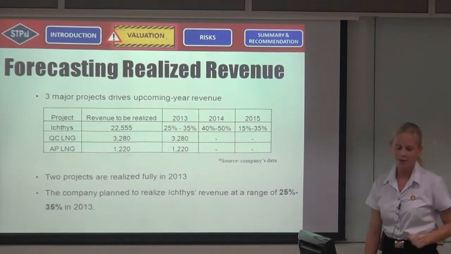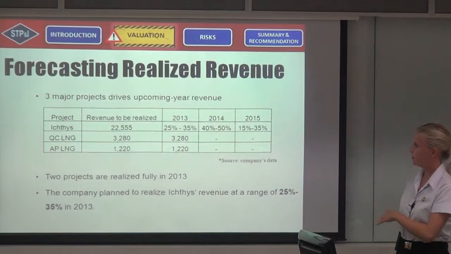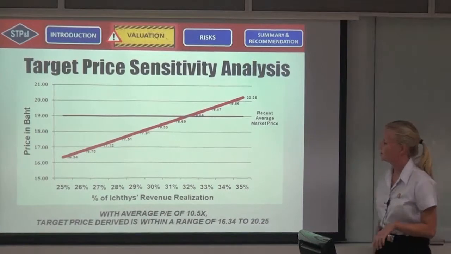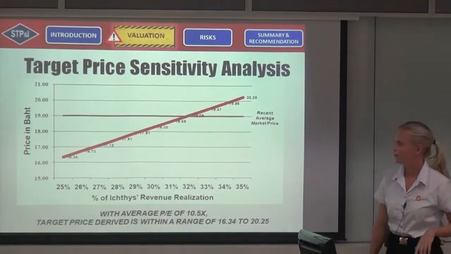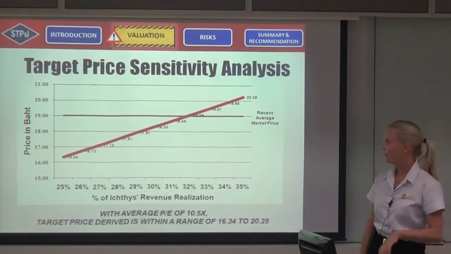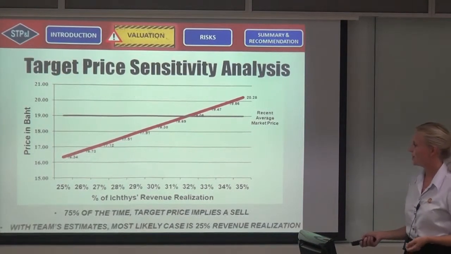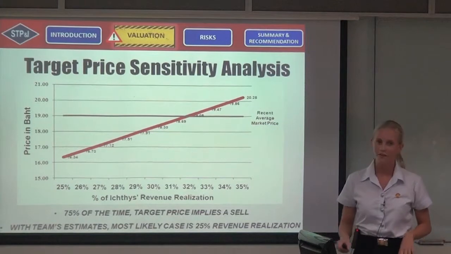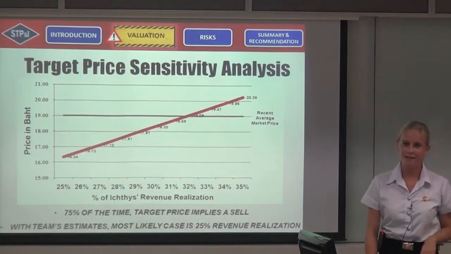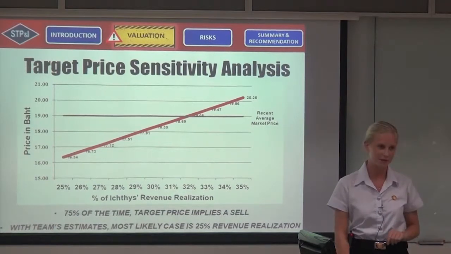So when estimating the target price, we looked at how this revenue realization of the major project would affect the target price. And as we can see here, it actually varies between 16.34 and 20.25. And with the market price at 19, this actually makes the target price under the market price 75% of the time.